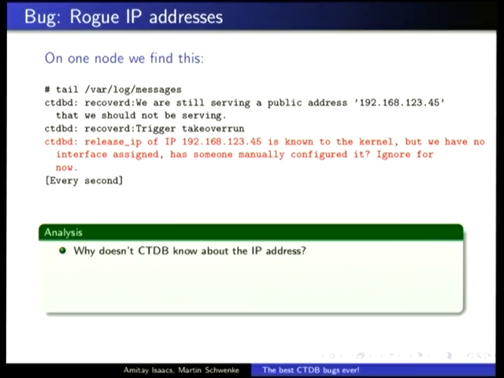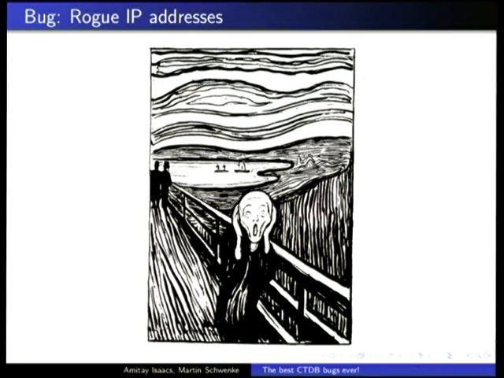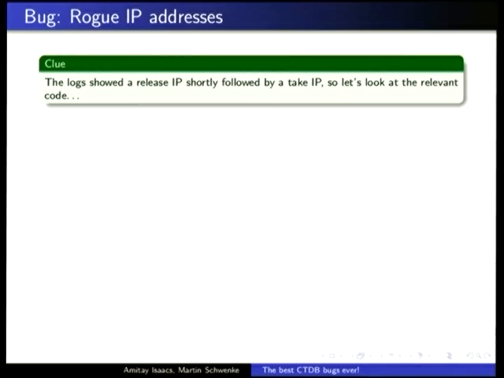And this is what's triggering the stuff on all the nodes. So first question is, why doesn't CTDB know about the address? Is it misconfiguration? That's what we first thought. We thought one of the admin utilities might be botching this. The answer is no. If CTDB recognises the problem, why doesn't it fix it? Okay, so we were sitting there staring at this, and Ronnie Thalberg was still working with us, and he was sitting behind us, and I'm going through the log. We're going up and down through the logs, and suddenly he goes, "Stop, go back." And he noticed that there was a release IP, which takes an IP off an interface, shortly followed by a take IP.